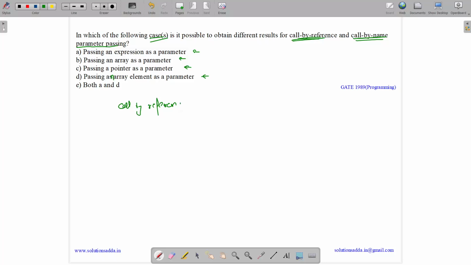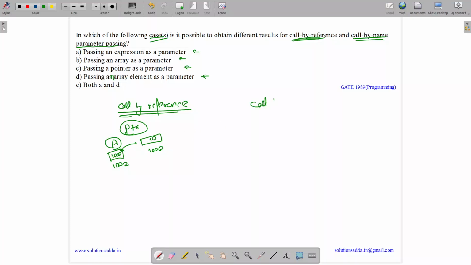What happens in call by reference is that we are just passing a pointer variable. A pointer variable is nothing but a variable which is storing the address of some other data which is stored at some other address. Let us suppose this is address 1000, this is 1002, this is data 10. So this variable A is called a pointer variable as it is storing address 1000.